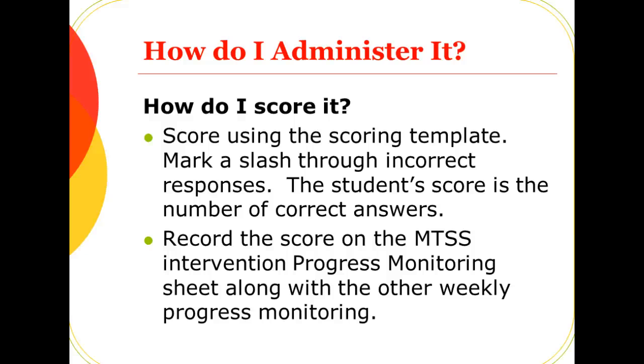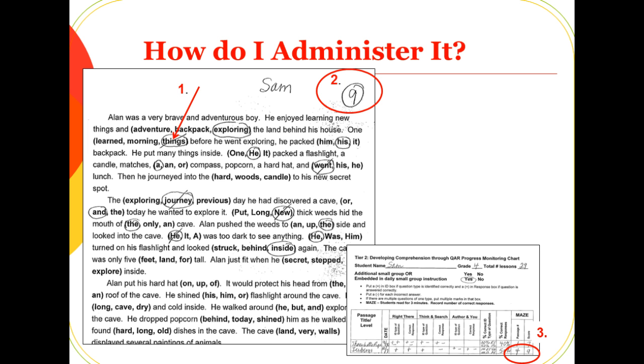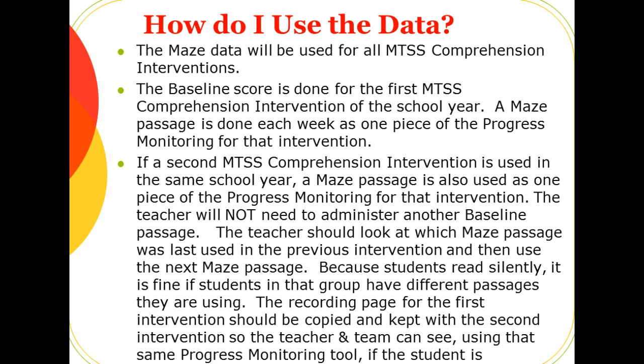What you're going to do after you make your slashes is count up the number of words that the students circled correctly. That is going to be the student score, and you record that on the MTSS intervention progress monitoring sheet along with the other weekly progress monitoring that went with that intervention. So the first thing you do using that answer key is put a slash through the ones that are incorrect. Then you count up the ones that are correct. And then you record it on the recording sheet.